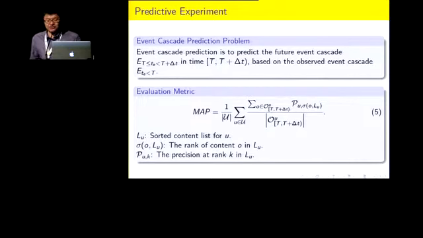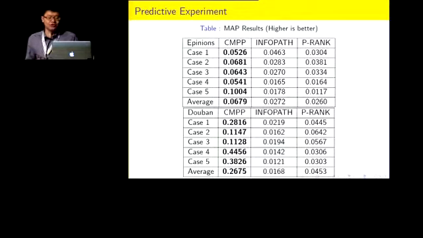And then we conduct a predictive experiment on our model. The task is event cascade prediction. We try to predict the further event cascade based on the observed event cascade. And we use MAP as an evaluation metric. And here is the result of our experiment. We can see that our methods outperform the existing solutions in both data sets and under all cases. And this shows the prediction power of our model.